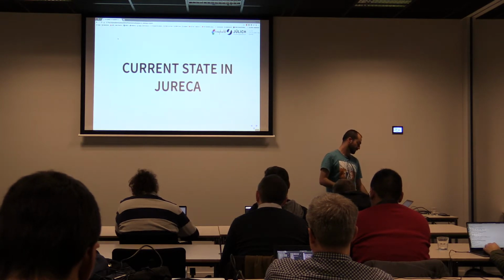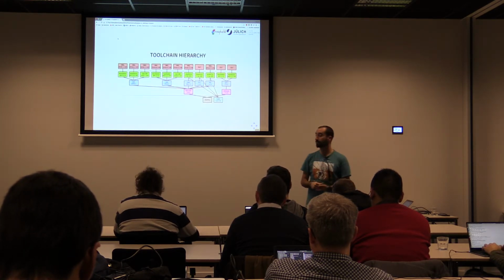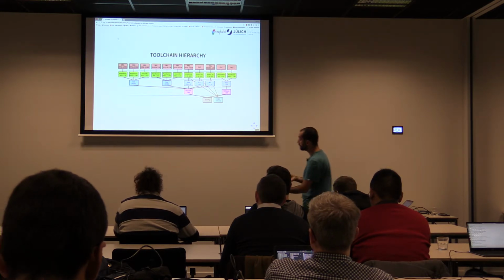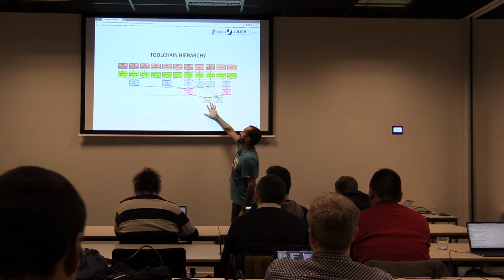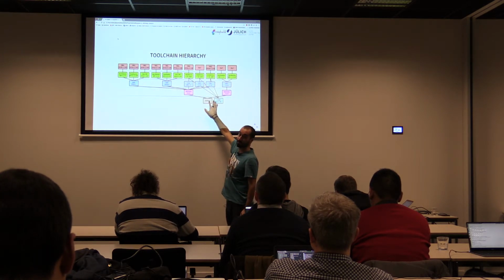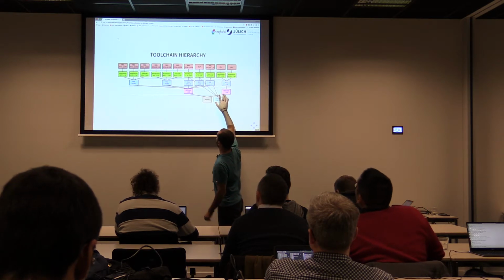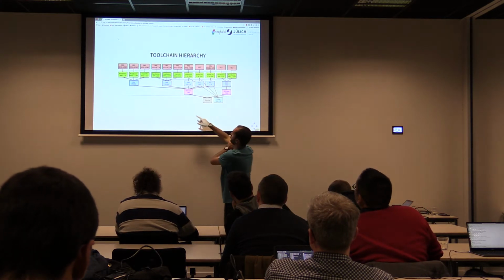So what is the current state at the moment? We have this hierarchy of toolchains. We have dummy. We have CUDA installing dummy as a dependency. We don't have CUDA as a toolchain. We have 2 sets of GCCcore.